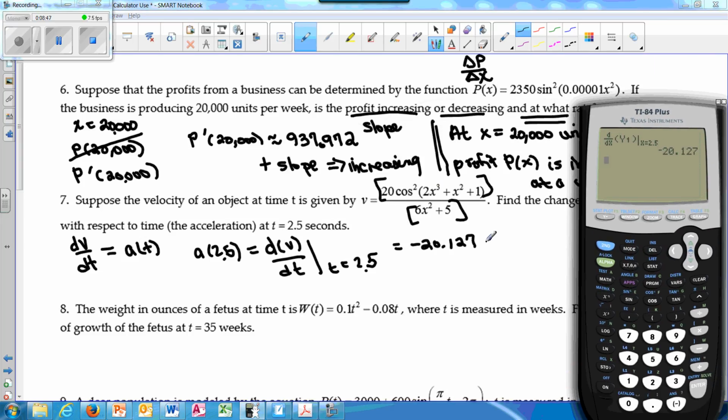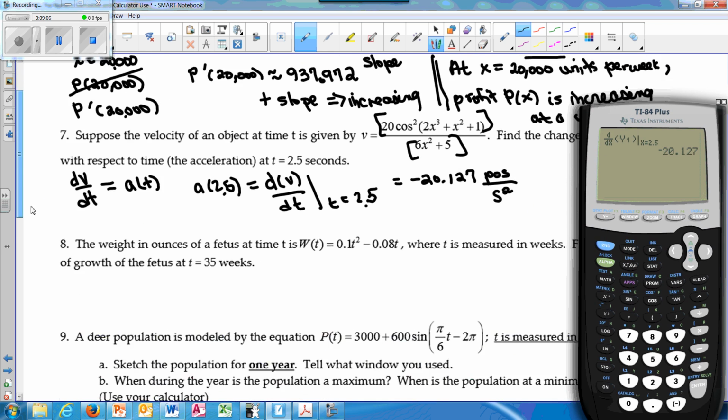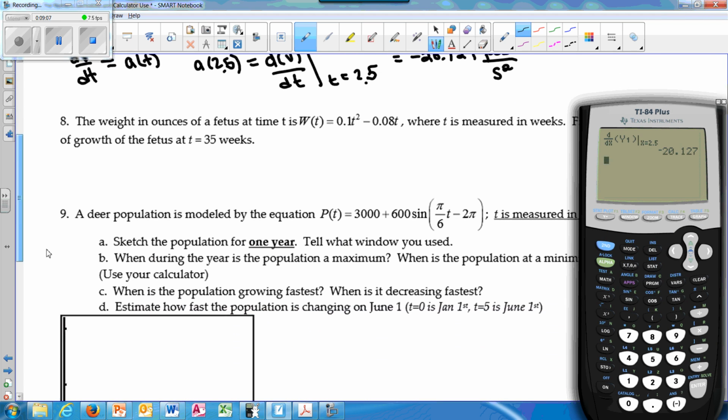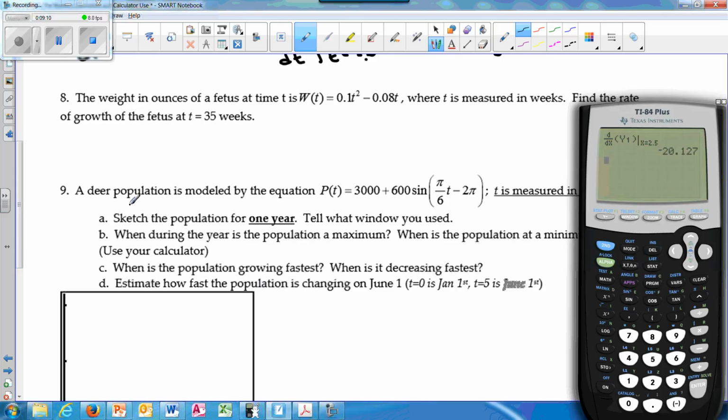So our acceleration in this case is negative 20.127. They didn't give us units, so it's really position, but for acceleration it's seconds squared, because we did the change in velocity, and velocity is already a slope. So we divide it again by the s, so seconds squared.